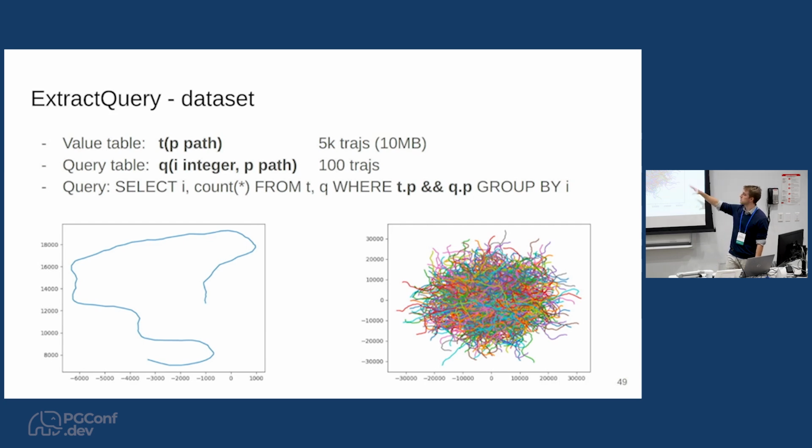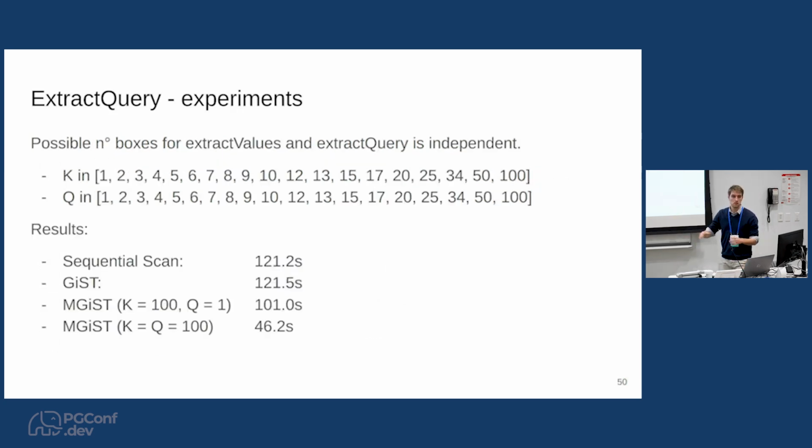So we have a bunch of paths that mostly overlap each other. And we want to find, so we have a bunch of paths in one table. But then we have another table, the query table, which also contains paths. So now we're trying to find the overlap between two paths and not between one path and a single small query box, right? So the idea is, well, first you index the paths in your value table using MGiST. But then during querying, you might want to also split these query paths instead of querying the index with the bounding box of the whole path.